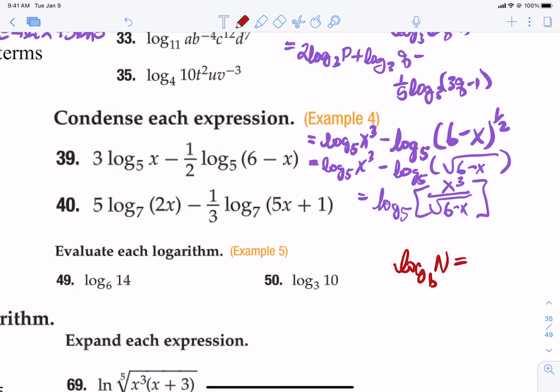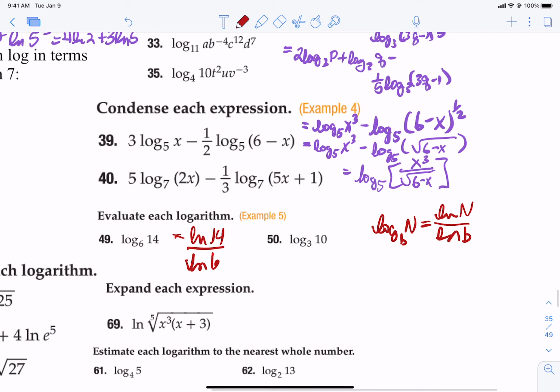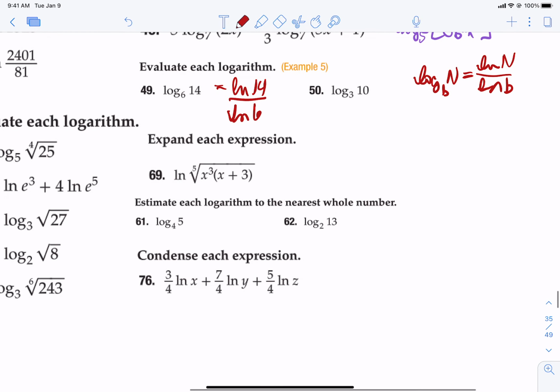If I want to enter this into my calculator, I can put the natural log of the number divided by the natural log of the base, and it is equivalent to what you see there. So if I want to put number 49 into a calculator, because I don't have a base 6 calculator button, I do the natural log of 14 divided by the natural log of 6 and just put it right into a calculator, which is really great. So that is 49.